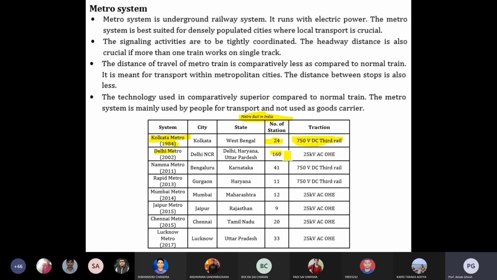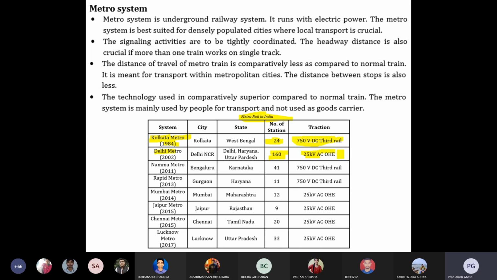That is 160. I think that number is also not correct. That is more than 200. So Delhi Metro has different lines: blue, magenta, then yellow, red, and another few, 6 or 7 routes are there. The recent one is, I think, magenta. So an individual route has more than 20, 24 stations. So 160 is not the correct one.